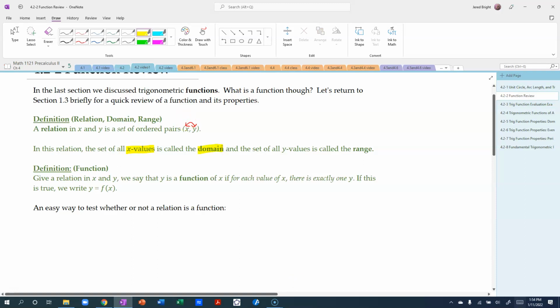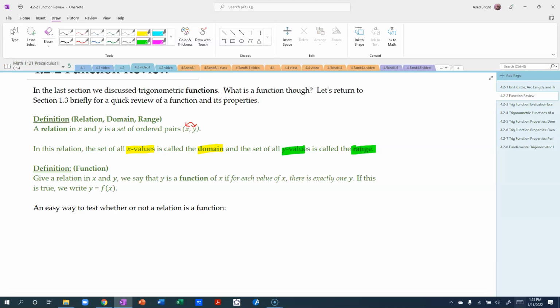You might be familiar with the concept of a function: all the inputs are x's. Well, yes, and when we have a function, that's true. But more generally, it's just the set of all x values, or all values in the first position of the ordered pairs that we have. When we look at the set of all y values, the second position values in the ordered pair, those are our range values. And again, when we have a function, those are all the outputs, we'll get there.